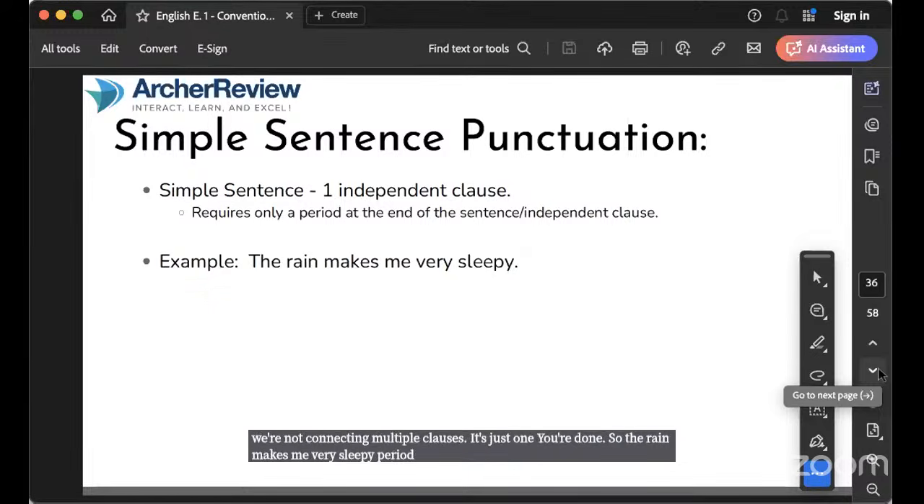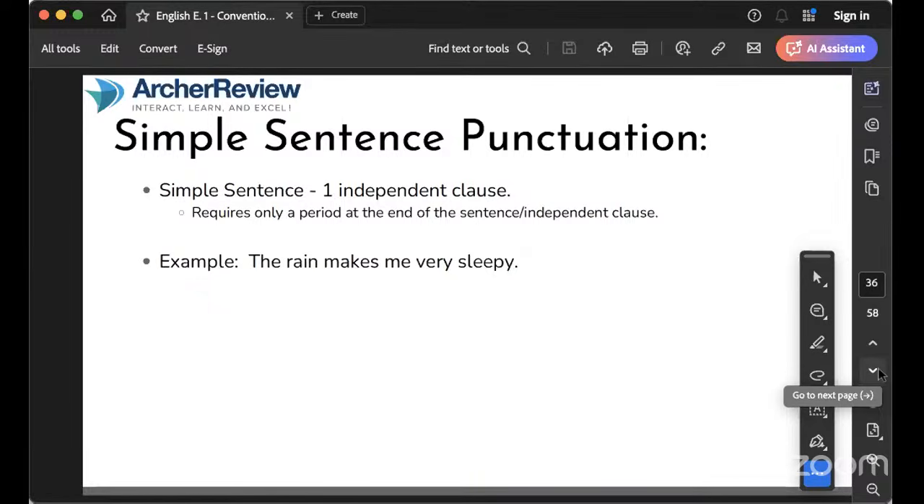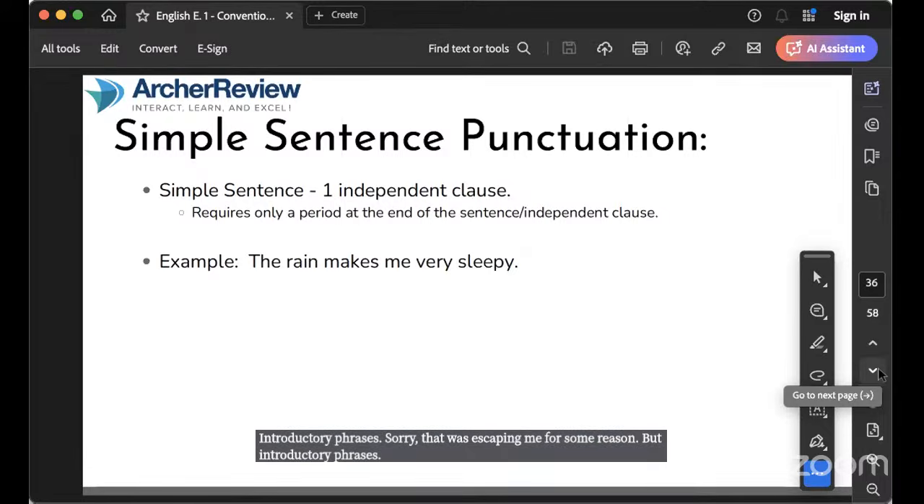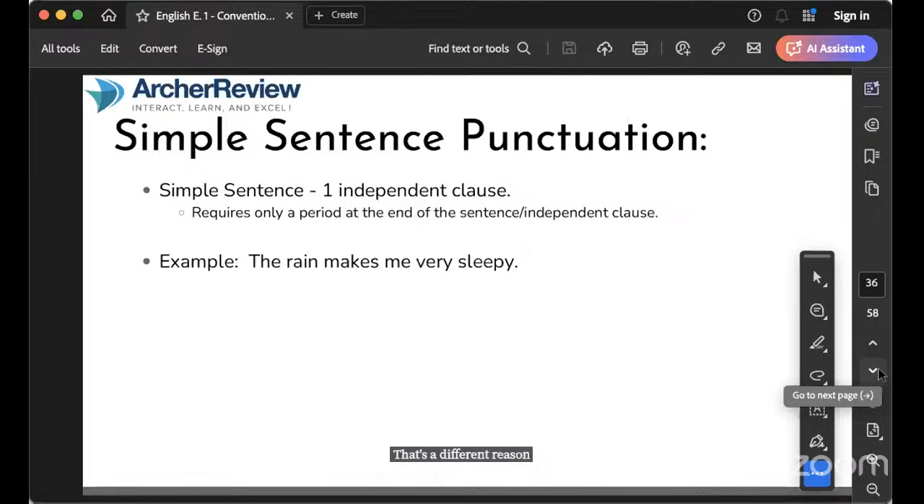Now, there might be a comma in there somewhere if there are adjectives or introductory phrases. But introductory phrases, that's a different reason. But right now we're looking at just identifying those clause types.